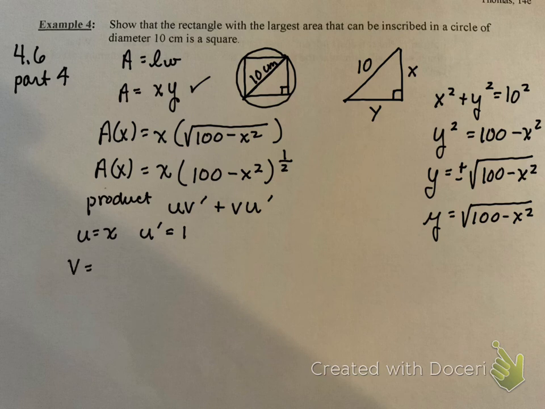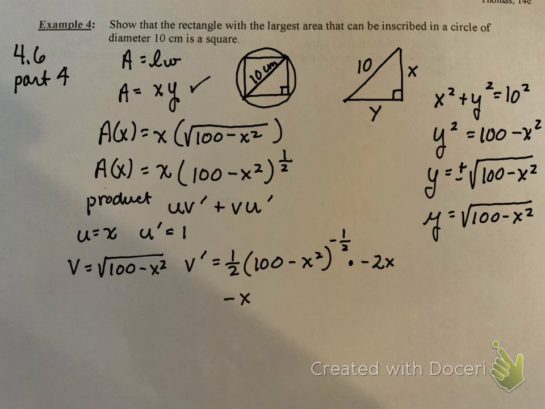v is the square root of 100 minus x squared. And v prime is going to be 1/2 times 100 minus x squared raised to the negative 1/2 power. Now I have to apply the chain rule, so I need to multiply that by negative 2x. Okay, let me clean that up. So negative 2x over 2 is going to give me a negative x times 100 minus x squared raised to the negative 1/2 power.